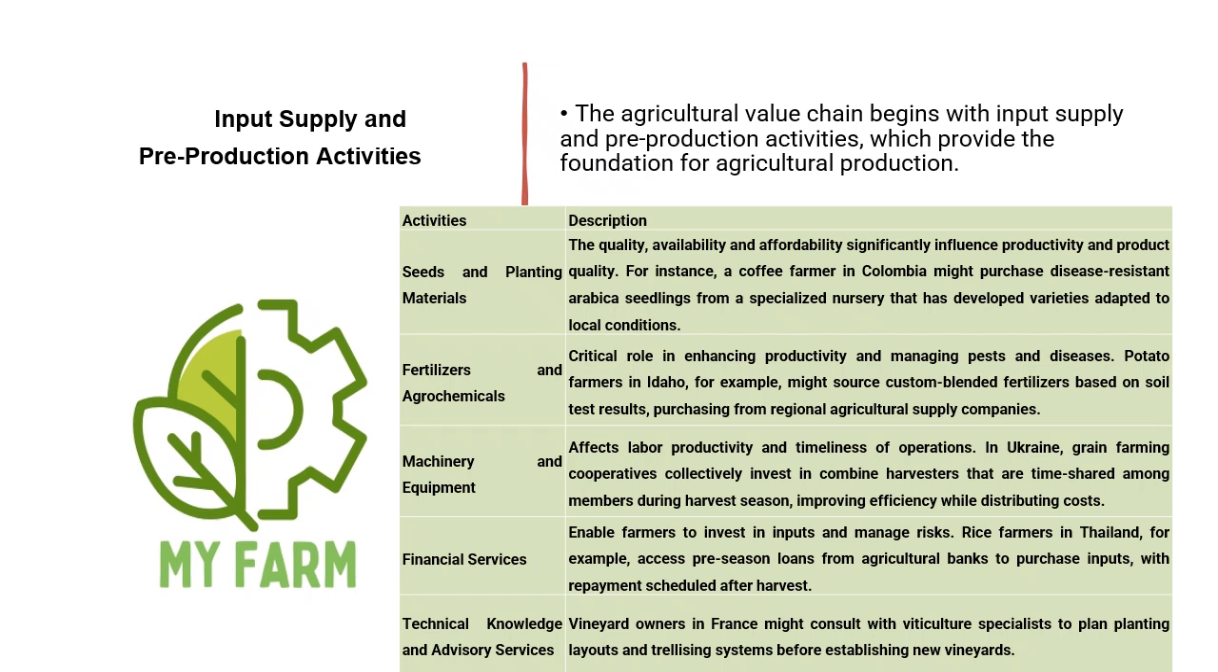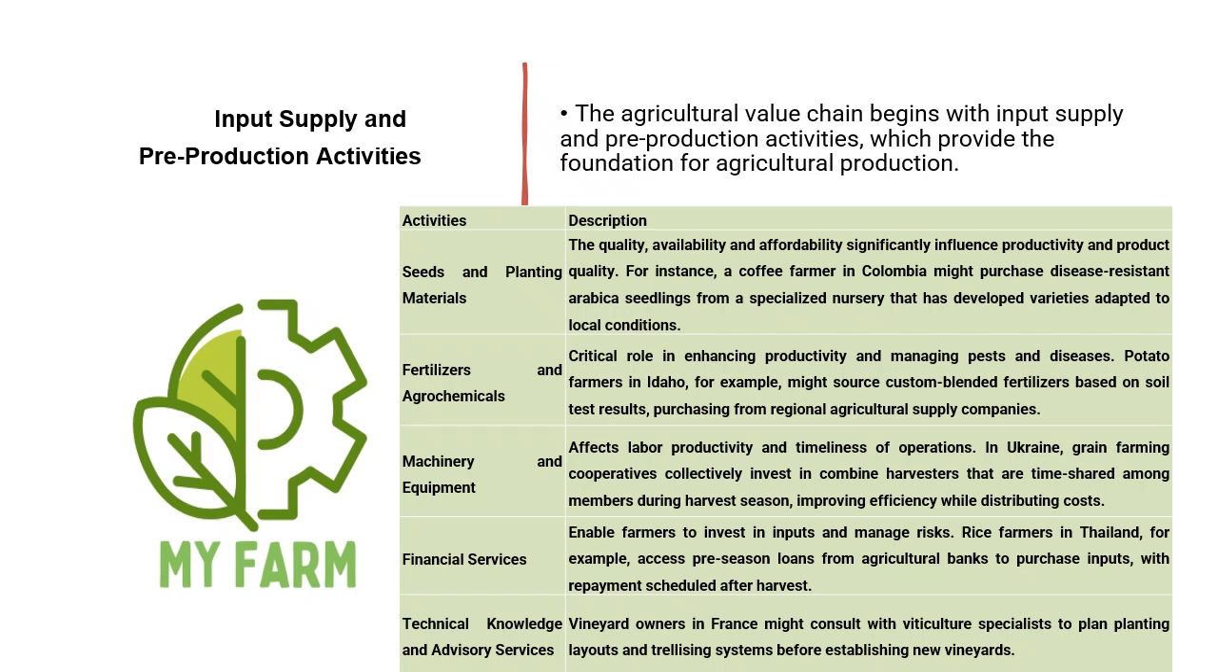Machinery and equipment affect labor productivity and the timeliness of operations. In Ukraine, grain farming cooperatives collectively invest in combine harvesters that are time shared among members during harvest season, improving efficiency while distributing costs across multiple farmers.